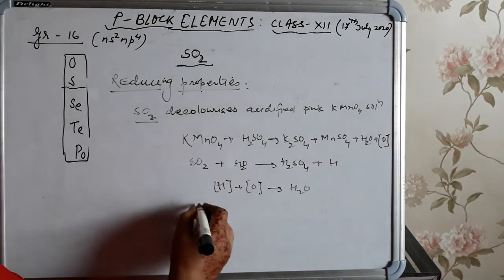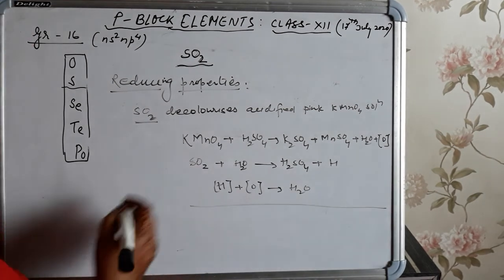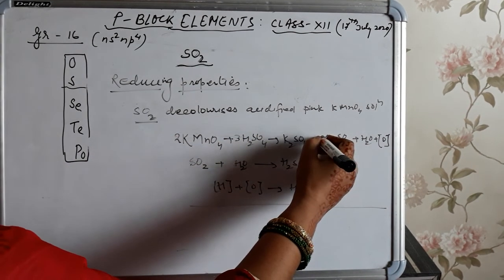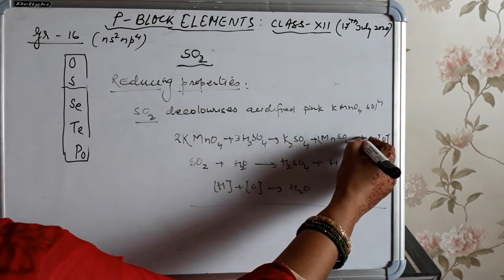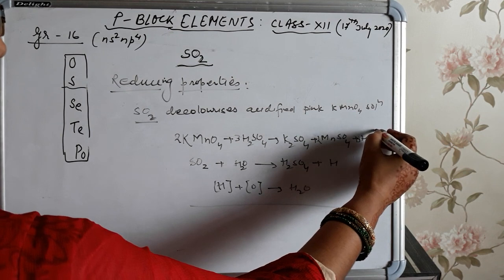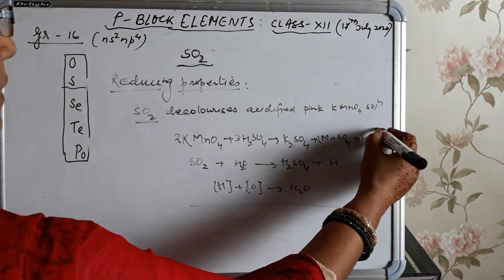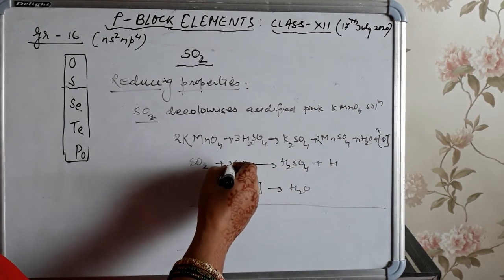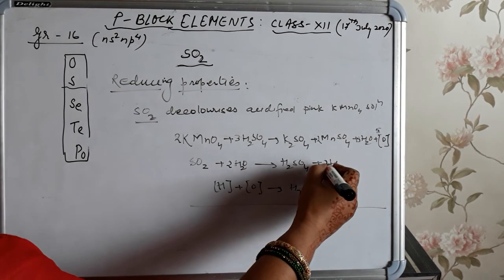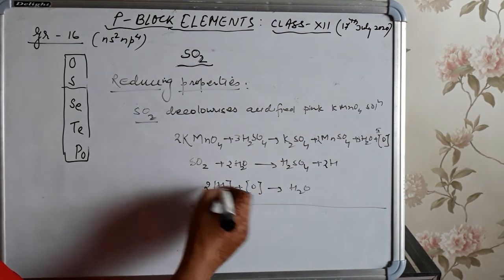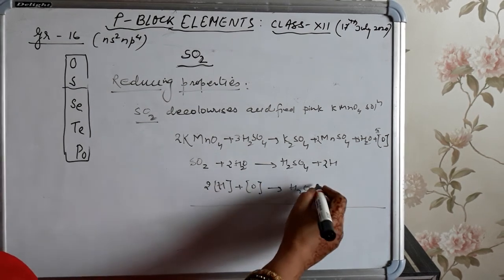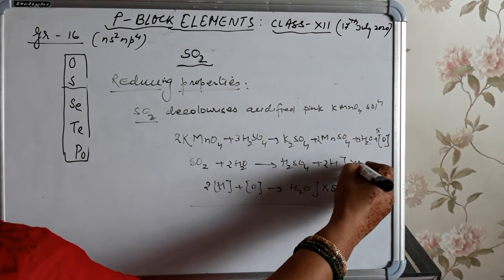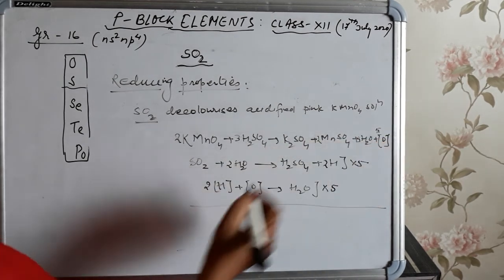form H2O. So complete this reaction by balancing: 2KMnO4, 3H2SO4, 2MnSO4, 3H2O and 5 nascent oxygen. Sulfur dioxide and 2H2O give 2H2SO4 plus 2H, and this 2H treated with the nascent oxygen forms H2O. So balance this equation: this into 5 and this into 5, because there are 5 nascent oxygen.